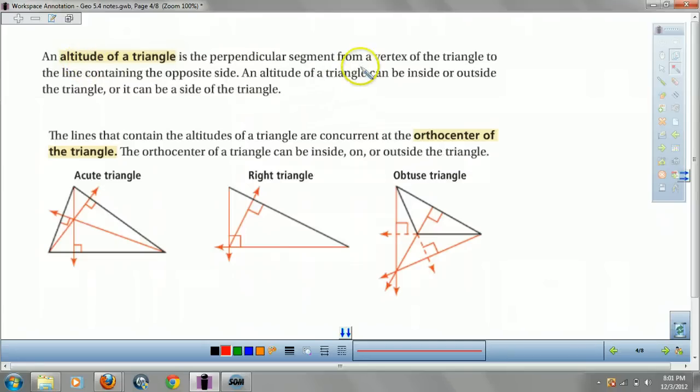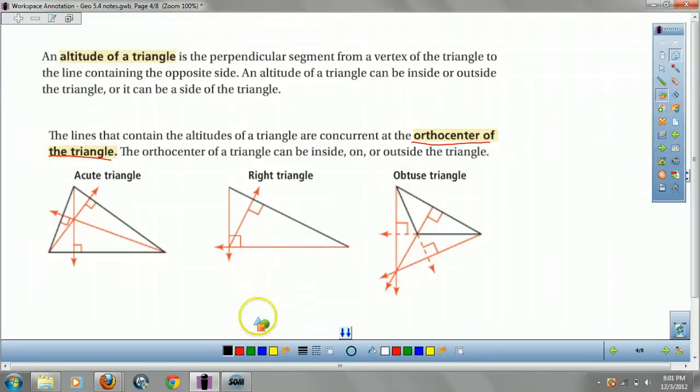Altitude of a triangle means you go from a vertex perpendicular to the other side. Not perpendicular bisector, because that's called, well, the perpendicular bisector. Okay, and where they meet is called the orthocenter. And the orthocenter can be inside or outside the triangle. Same as before with the perpendicular bisector: the acute triangle is inside, a right triangle is on the triangle, an obtuse triangle is going to be outside the triangle. Okay?